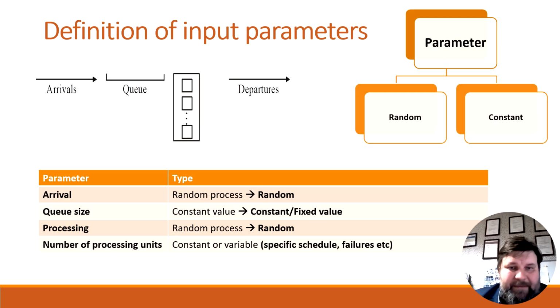A processing time seems that it can be random, meaning that we are not able to predict what the processing time would be, or it's really very complicated to describe. And finally, the number of processing units. It could be a constant variable. Of course, to be a bit closer to reality, the number of processing units could follow some specific schedule, could consider failures, but overall, again, we are dealing with constants.